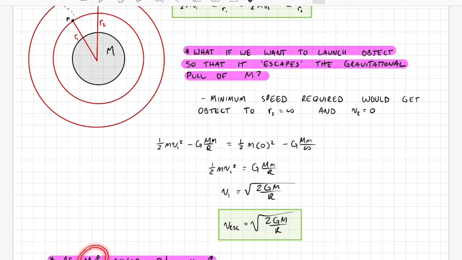And so as M goes up and/or r goes down, so the more and more massive the object is, the smaller and smaller in radial extent the object is, the escape velocity goes up. That is, you need to launch the object with a larger and larger initial speed for it to leave.